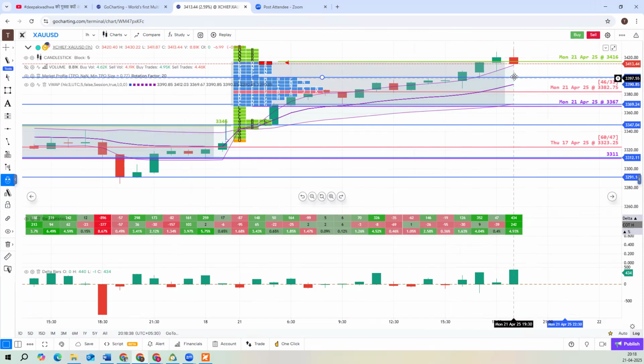Otherwise, if the market enters into this value area, and if the delta is weak and we can see that the delta has started getting strength on the downside, that is on the red side, then we can take a trade from this pullback to this value area down to here. This is how we should approach gold today.